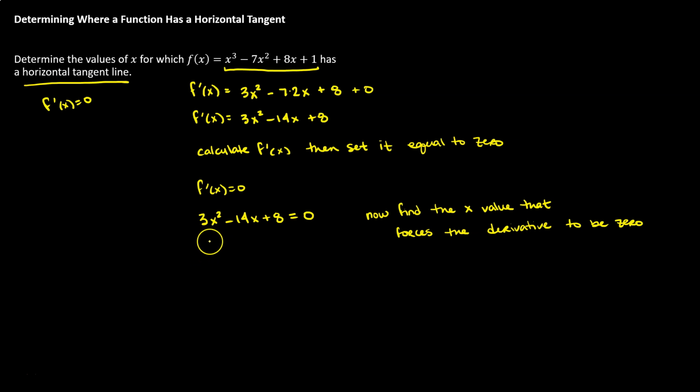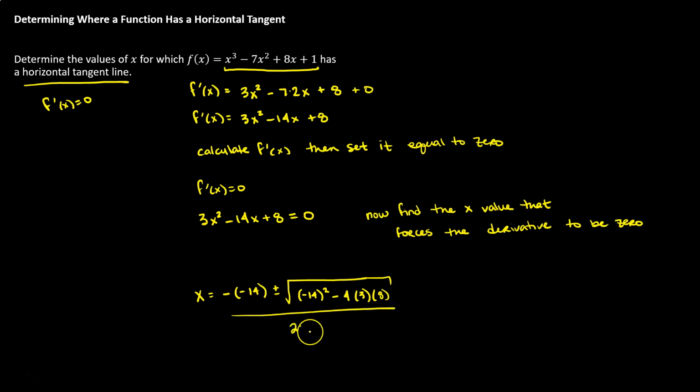To solve this, we could use the quadratic formula. We could factor. There's lots of different ways to solve quadratics. I'm going to go ahead and use the quadratic formula. X will be equal to the opposite of b plus or minus the square root of b squared minus 4 times a times c, all divided by 2 times a. And then we'll clean this up.